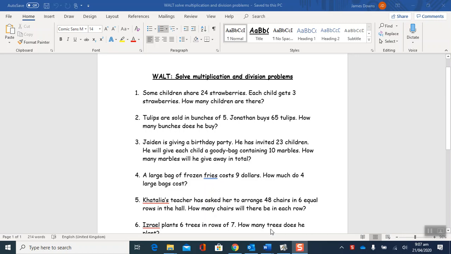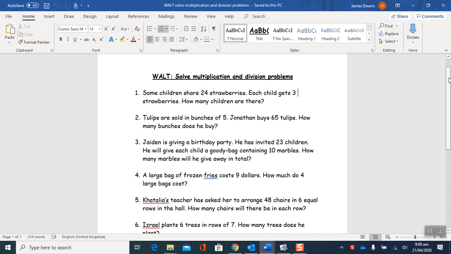Today we're going to be looking at problem solving, and our learning objective, as you can see at the top, is to solve multiplication and division problems. Now I've kept them nice and easy today so that we get used to the language of problem solving, and then tomorrow we'll have another look at the same ideas but with slightly more difficult calculations.